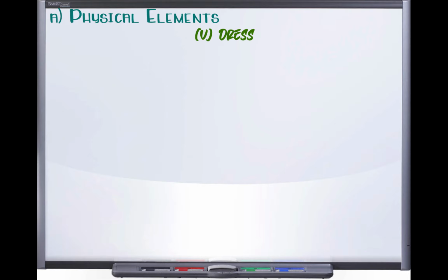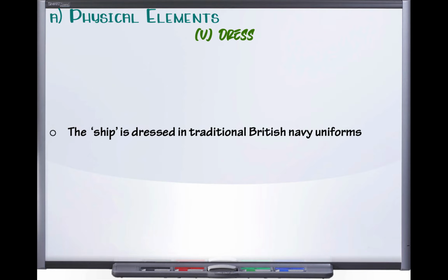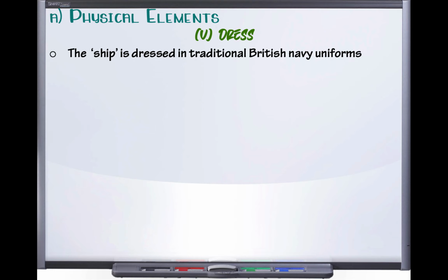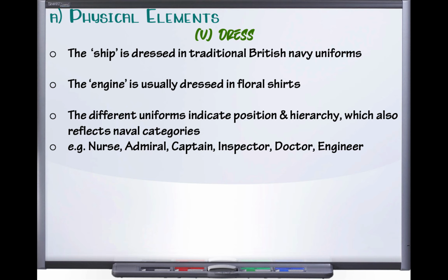So moving on to dress as the next physical element. So the ship, which as we just established are the people, are dressed in traditional British Navy uniforms. And the engine, as I said, is dressed in floral shirts. Now, the different uniforms will show who the person is in the ship. So it will show your rank or your role. So whether it's nurse, admiral, captain, inspector, doctor, engineer, all these different positions have different uniforms.